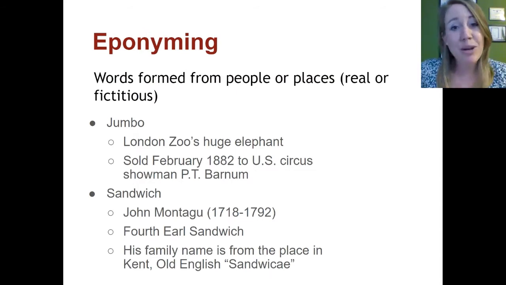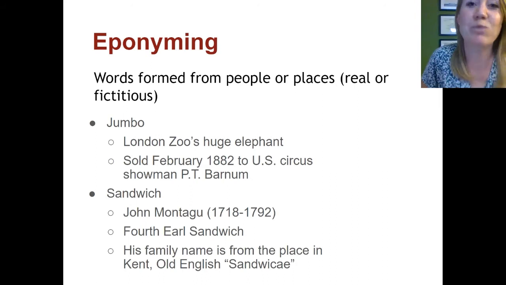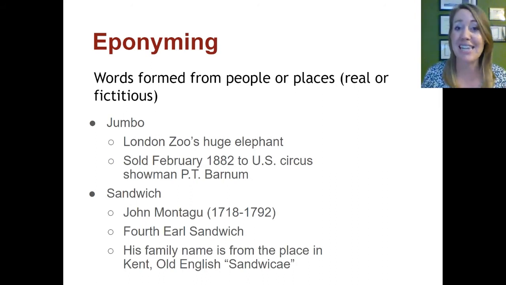Eponyming. So let's move into another way that we create words in English. Eponyming is when we create a word from somebody's name or from the name of an animal or a place. And on the screen here are two great examples. The word jumbo, if I asked you what that meant, you would likely tell me that that means huge, right? I can ride a jumbo jet, or I can order a jumbo fries or a jumbo drink, and you know that I'm ordering something large. This word actually came from the name of an elephant that was on record as being a really gigantic elephant.